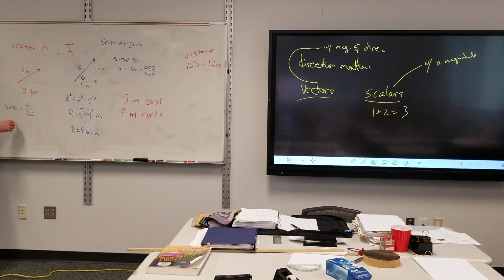So on a calculator, you want to get theta by itself, so you need to do the opposite of sine, which is the arc sine of 7 over 8.66. On some calculators, or specifically on my calculator, it would be a sine of 7 over 8.66. And if you have the TI-80 whatevers, it'd be sine -1 of 7 over 8.66.